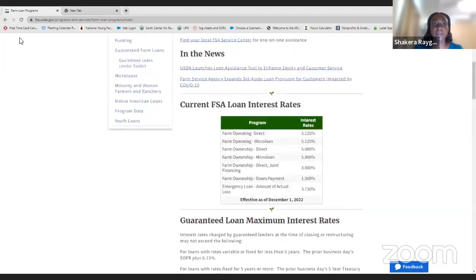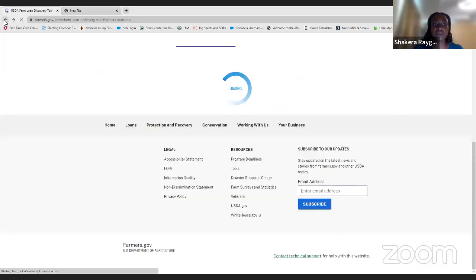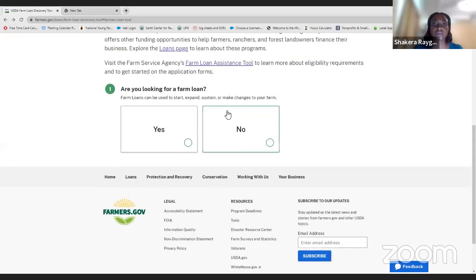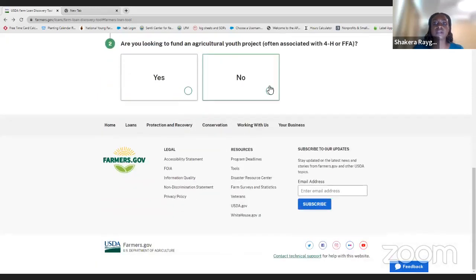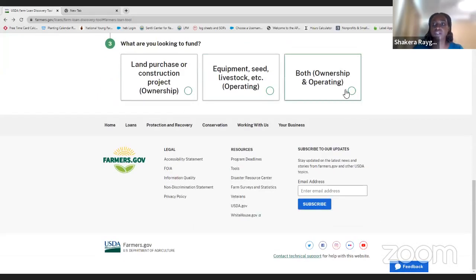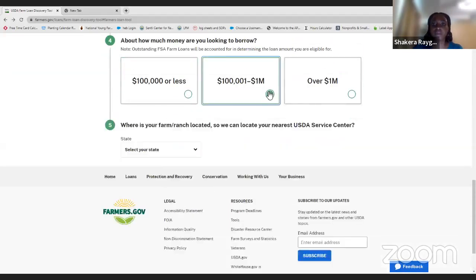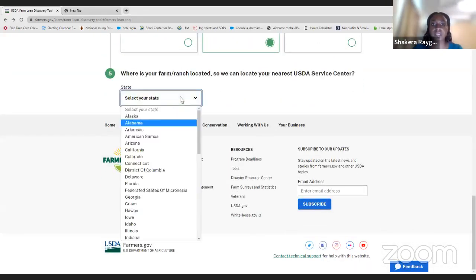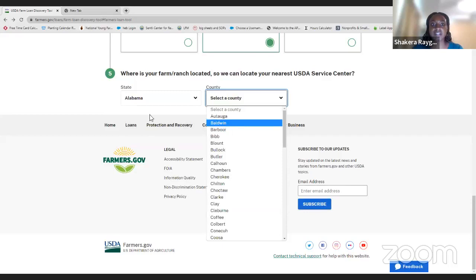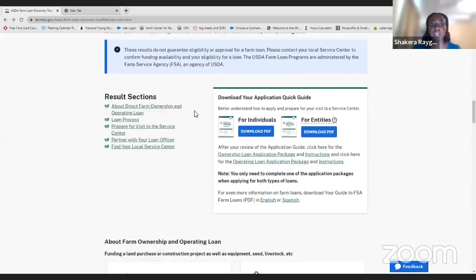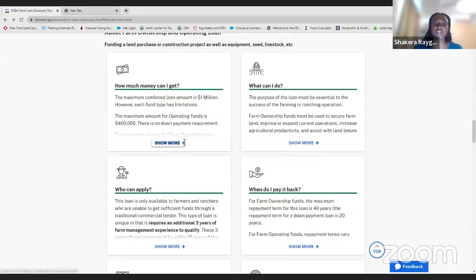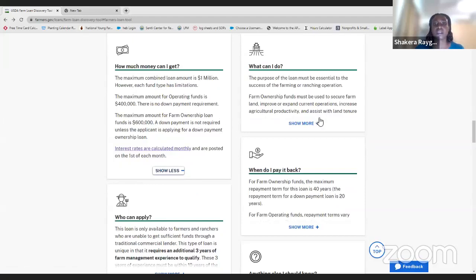So we're going to go back to where we were before. We're going to say yes, no, to, and we're applying for both. Sorry about that. I'm gonna zoom through this part. All right, so it gives you some basic information about the loans.